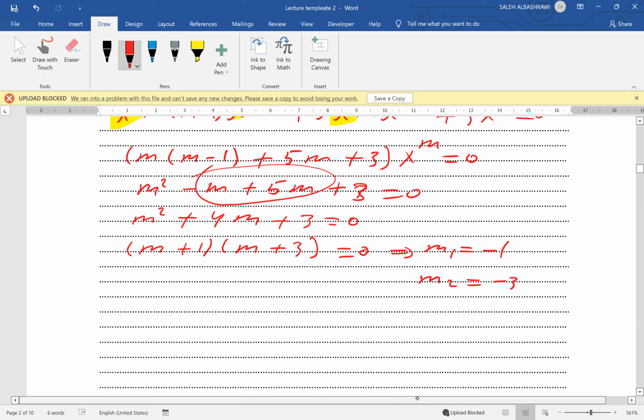So the solution will be y equal to C1 x to power minus 1 plus C2 x to power minus 3.